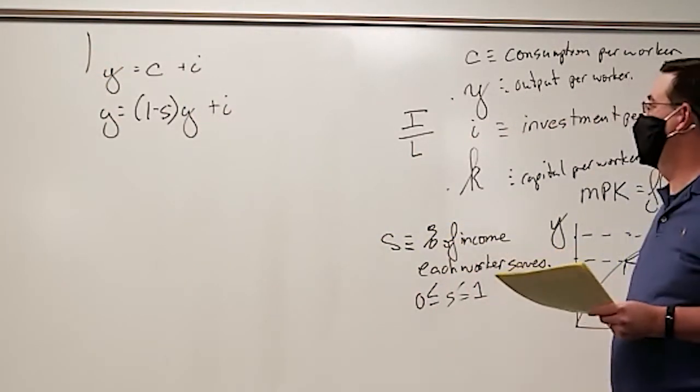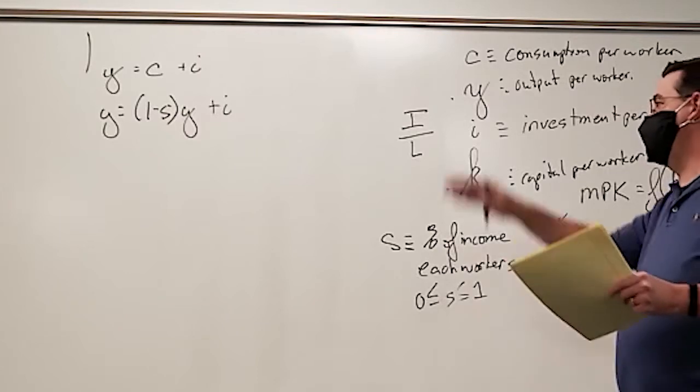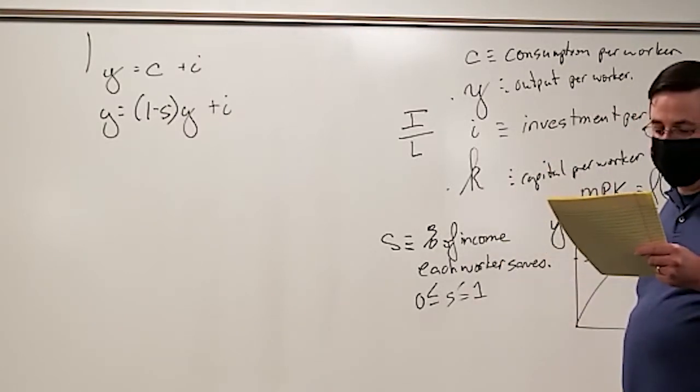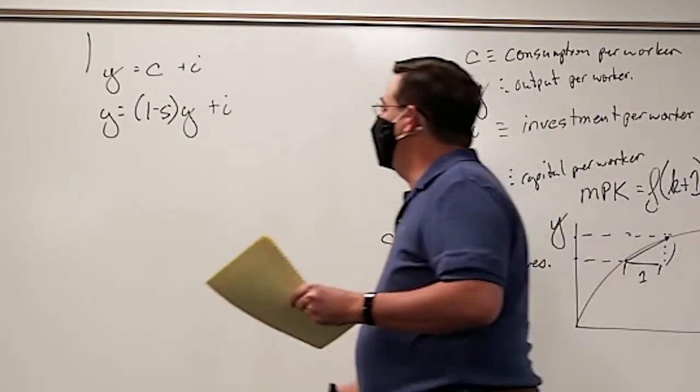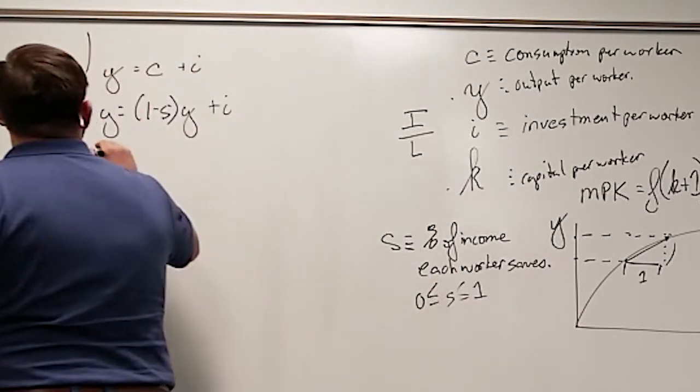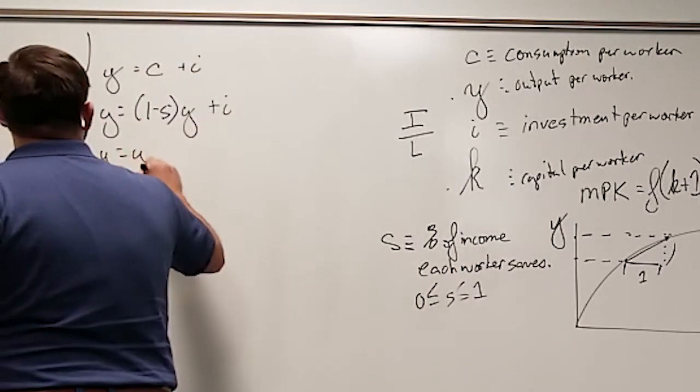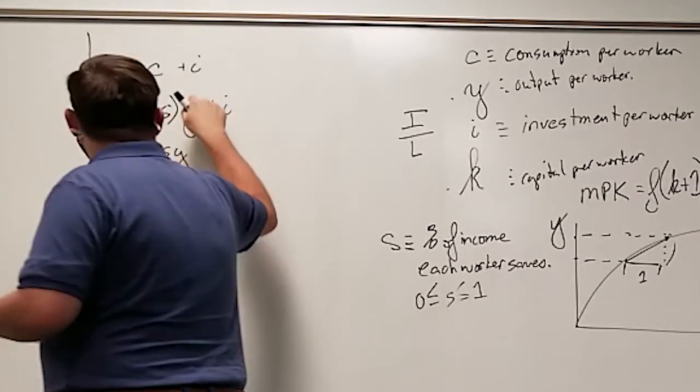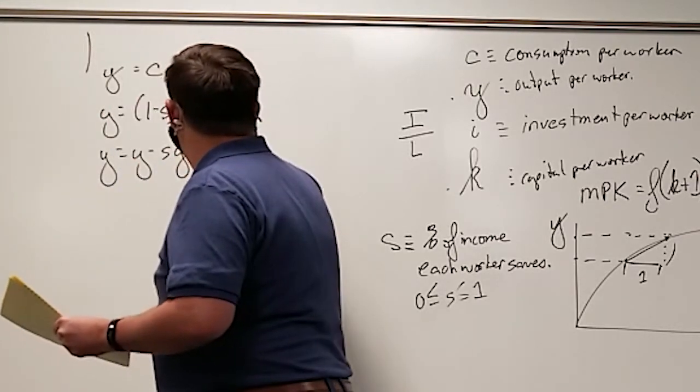Okay. And your textbook just says, and this turns into something else. I'm going to try to walk through that a little bit here for you. So Y equals Y minus sY, distributing the Y through, plus I.